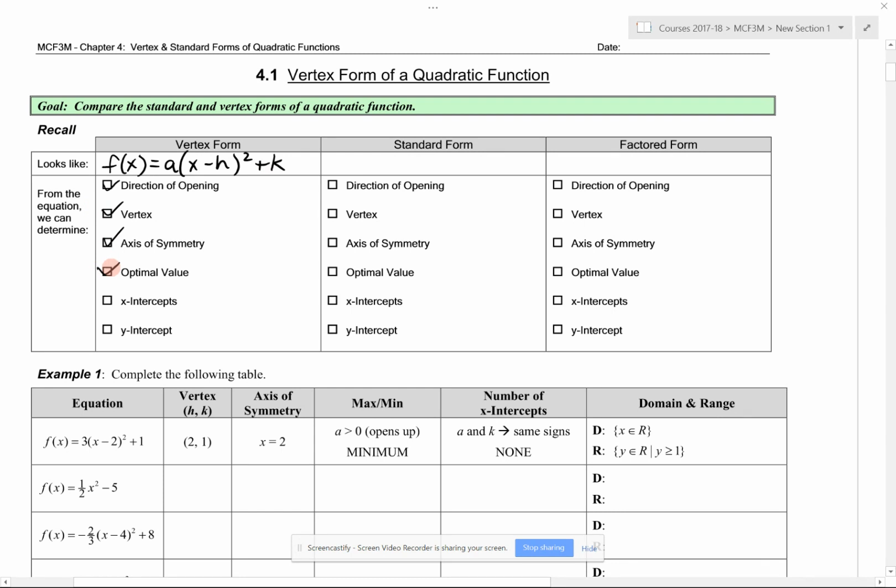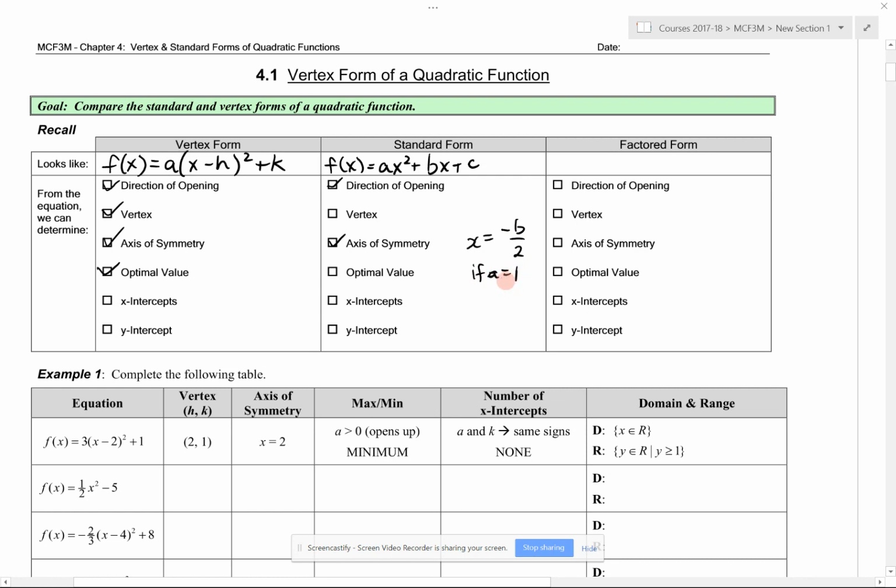Then we have the standard form. So the standard form looks like this: f of x equals ax squared plus bx plus c. And from the standard form, we can get the direction of opening. And through some other methods, we can also find the axis of symmetry. And the axis of symmetry can be obtainable by using this formula: x equals negative b over 2, assuming a is equal to 1.